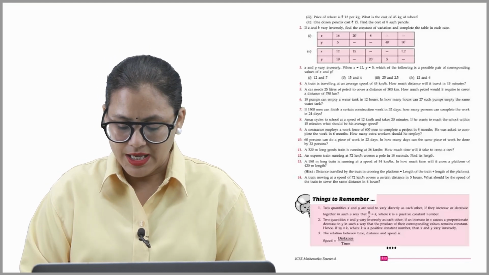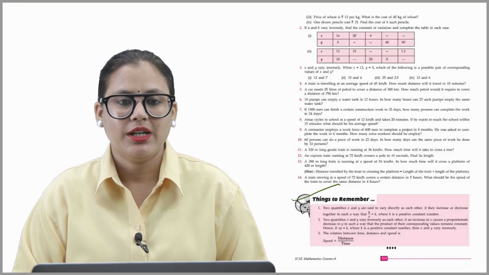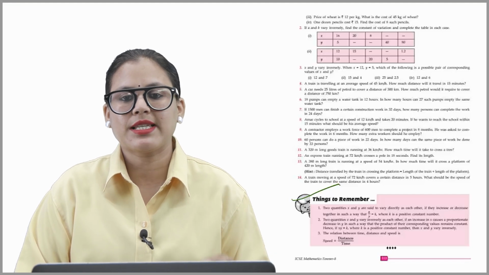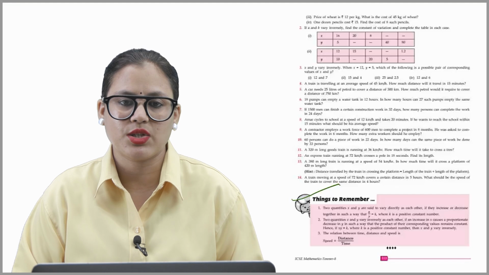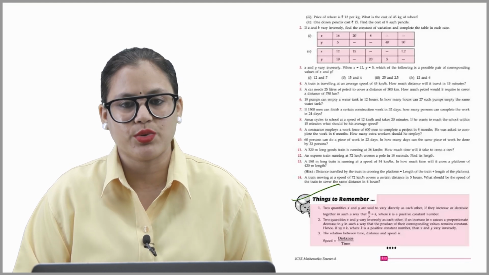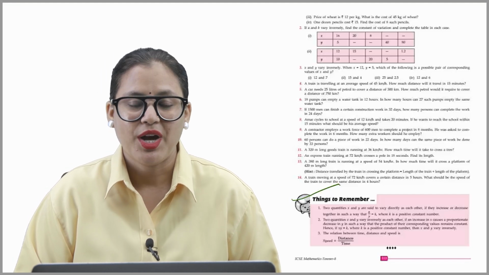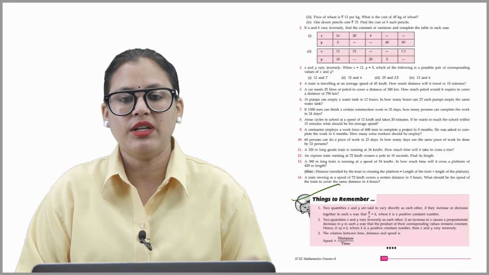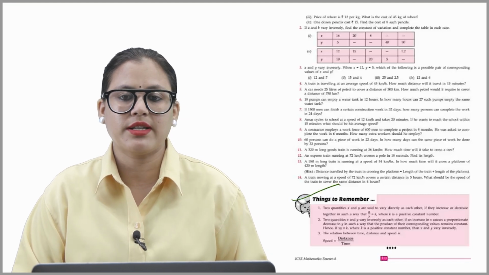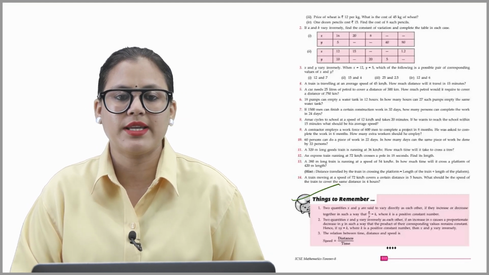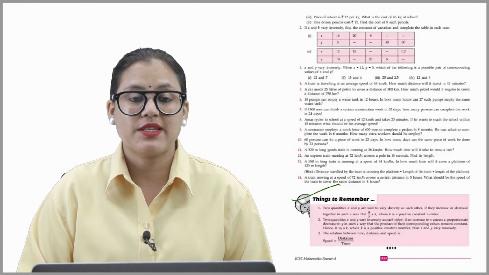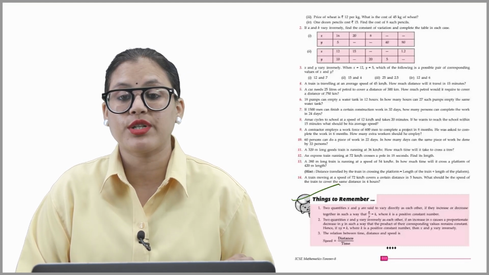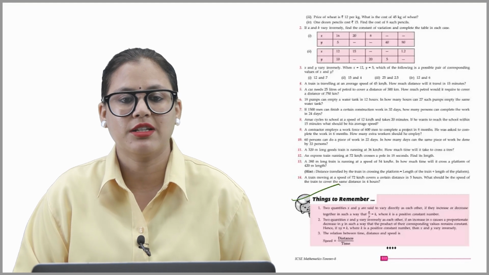Things to remember. Number 1, two quantities x and y are said to vary directly as each other if they increase or decrease together in such a way that x by y is equal to k, where k is a positive constant number. Number 2, two quantities x and y vary inversely as each other if an increase in x causes a proportionate decrease in y in such a way that the product of their corresponding values remains constant. Hence, if xy is equal to k, where k is a positive constant number, then x and y vary inversely.